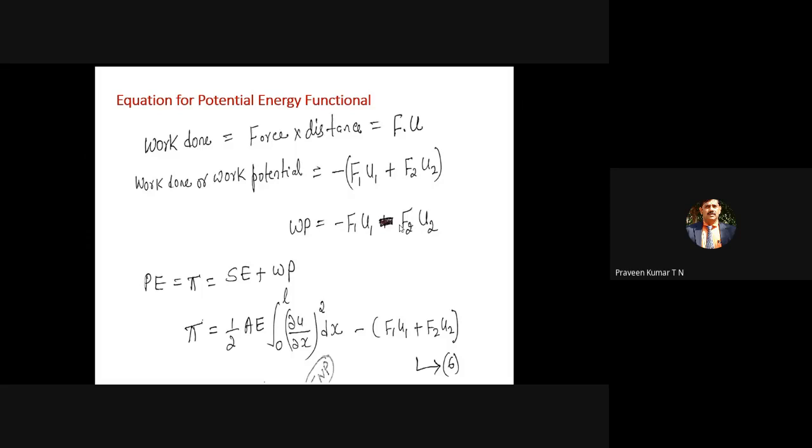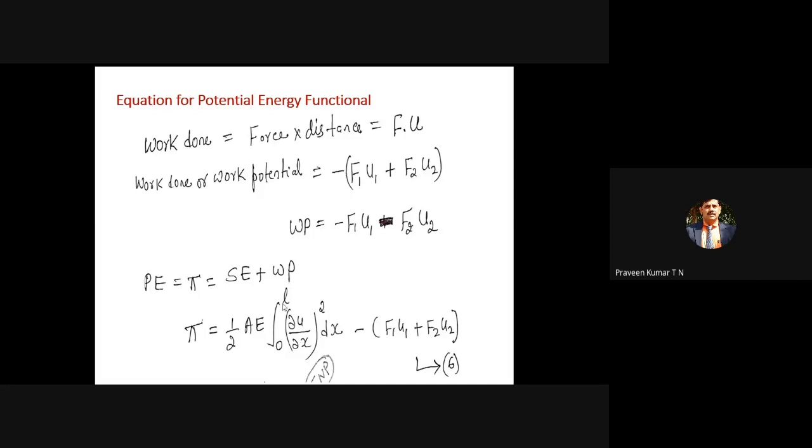Some amount of energy is spent for deforming, which cannot be recovered. That energy is nothing but the work done. Some amount of energy is stored in the spring because of the compression, and that is the strain energy, which can be recovered. Once you remove the load, the spring will come back to the original position because of the strain energy stored in the spring.